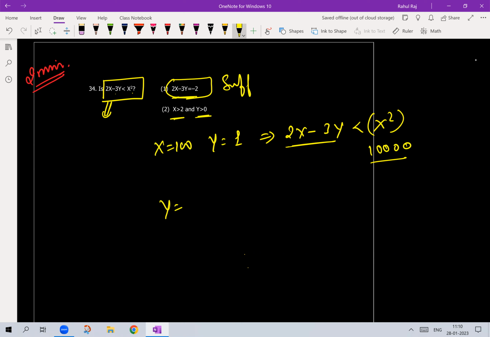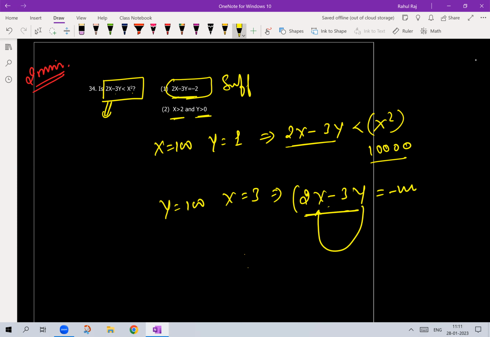Imagine if I take y is equal to 100 and x is equal to 3. So what would happen? If I take y is equal to 100, then 2x minus 3y, don't you think this value will be a negative value? First tell me this. Because the value of y is greater than the value of x, and 3 as a number is greater than 2, if you take the value of y greater than the value of x, 2x minus 3y will give you a negative value. Please understand this.